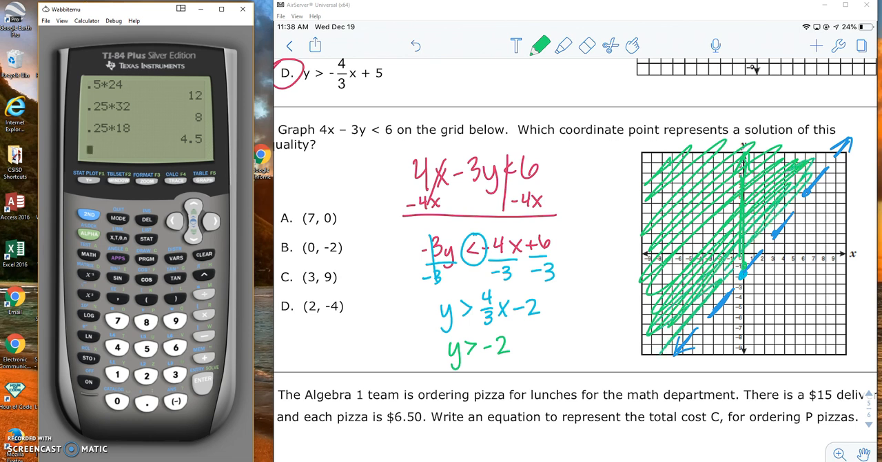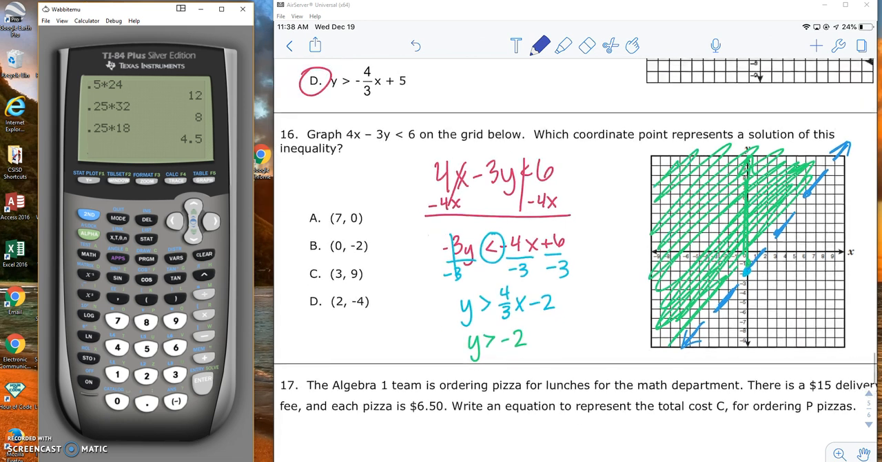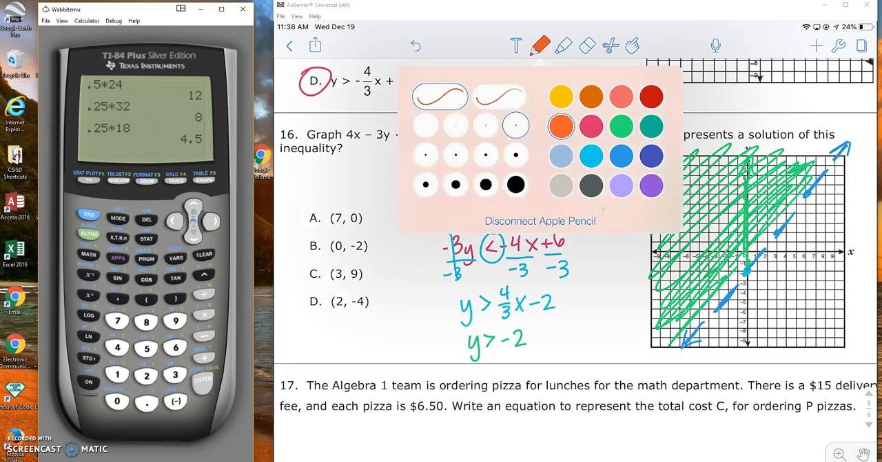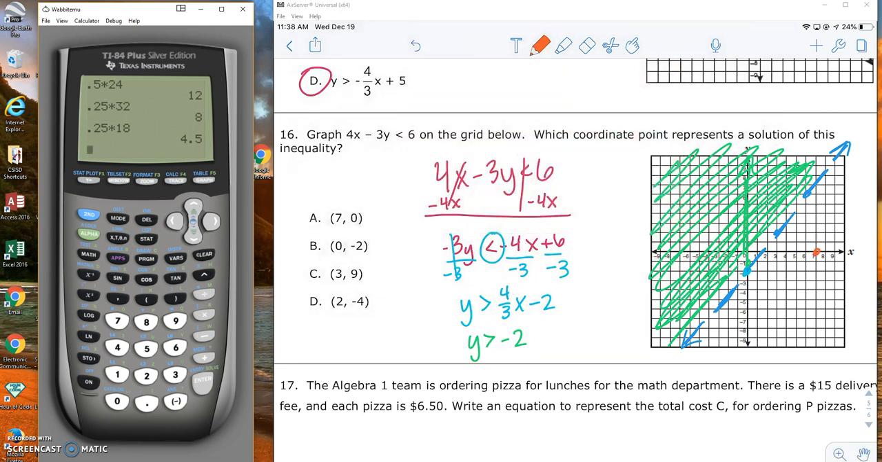Remember, you can also point test, so plug in 0, 0, and that inequality would be true, so you shade where 0, 0 is. So now we'll test these points. 7, 0, not in my shaded area. 0, -2 is on the line, but the line is dashed. 3, 9, very clearly in my shaded area. 2, -4, way down below. So the only one very clearly in my shaded area is 3, 9.